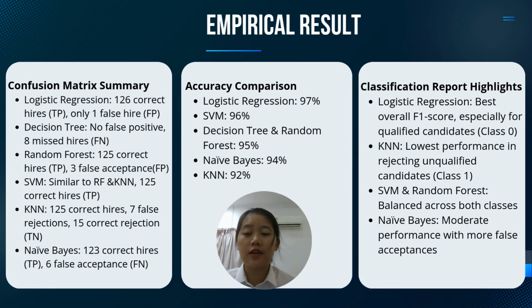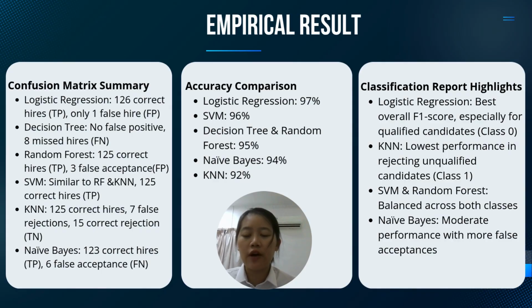After removing the missing values, the dataset was reduced to 726 samples, of which 580 are for training purposes and 146 samples are for testing purposes. The confusion matrix shows that logistic regression performs best overall. It identifies 126 qualified candidates for hiring, only one false hiring, and missed three qualified candidates.